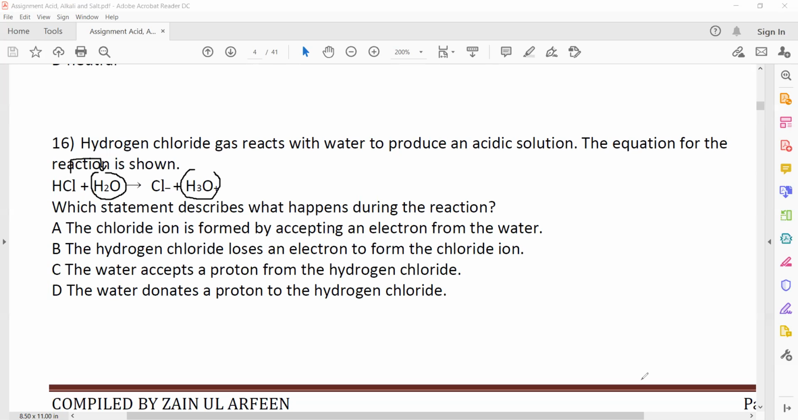So water accepts a proton, that's why it becomes H3O. So what is the right answer? C is the correct answer. The water accepts a proton and becomes H3O. HCl will donate a proton and water is accepting the proton. So HCl is acting like an acid and H2O is acting like a base. Is it clear?